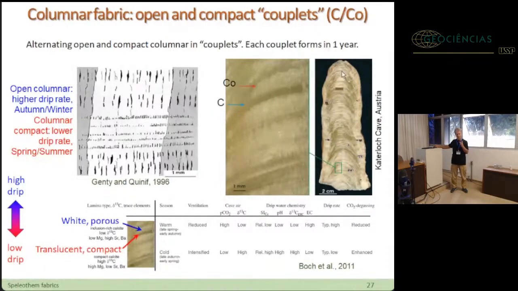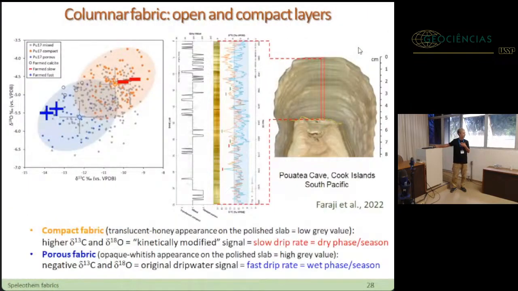So we can have multi-decadal lenses of more porous and multi-decadal lenses of more compact fabric. But the hydrological significance of this fabric is still the same. So compact is dry and open is wet. This is a broad classification that we tested in many settings, from the tropics to the cold areas, and in most cases it is working. So when we have a speleothem made of an alternation of open and compact, this is a very good paleohydrological record that we can use.